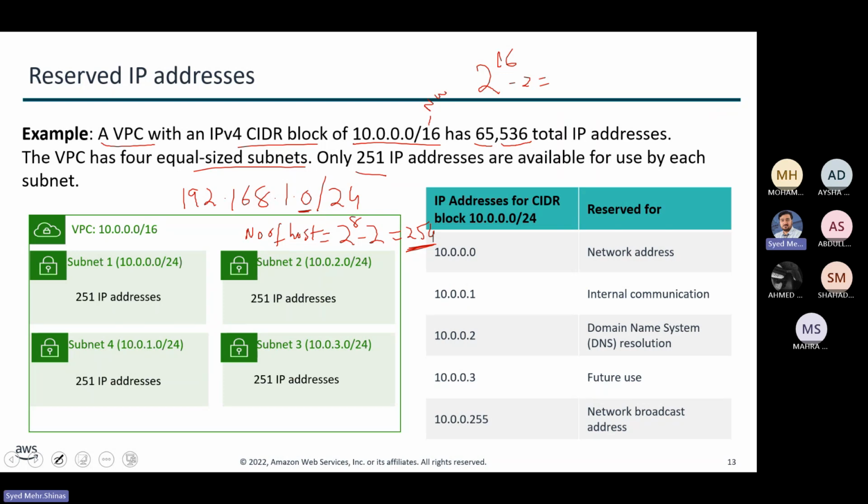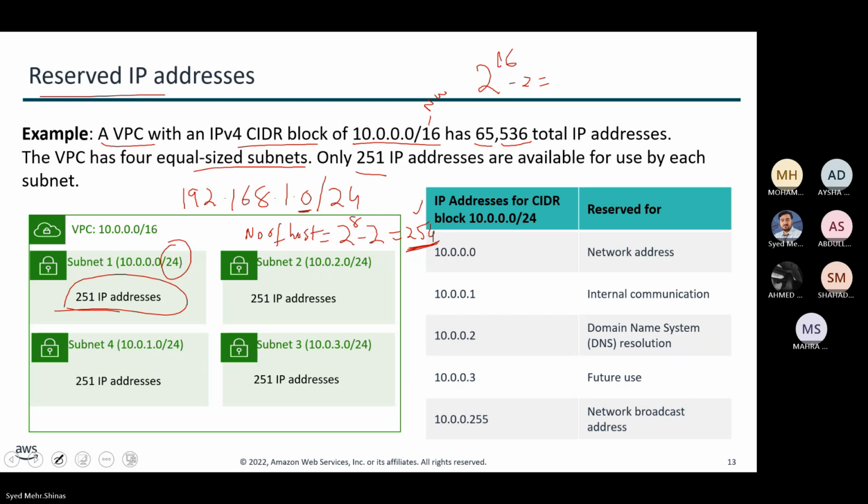But there is one catch here. If you are creating your VPC, inside the VPC you have subnet 1. In subnet 1, you can use only 251 addresses, not 254 addresses. If it is /24, the total number of host addresses is 254, right? But they are saying the maximum you can use is 251. Some addresses are reserved.